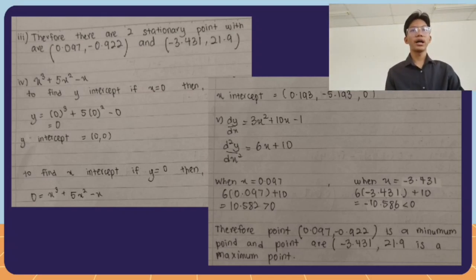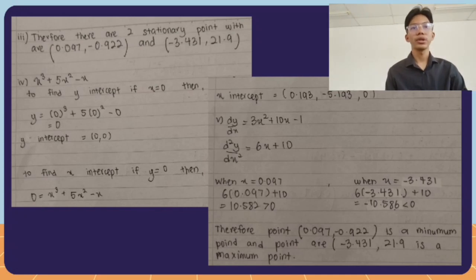Therefore, there are two stationary points with x values 0.097, negative 0.922, and negative 3.431, 21.9.